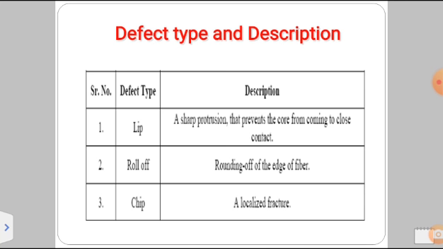It's a small amount of loss, but it's cumulative, so we have to consider this also. Next, the third one, chip. A chip is a localized fracture. Also, it is enormous because it's cumulative. So we have to avoid it. At least we have to minimize that one.